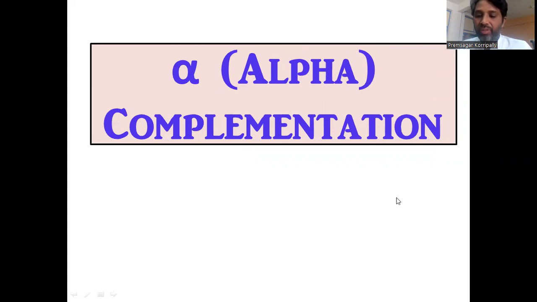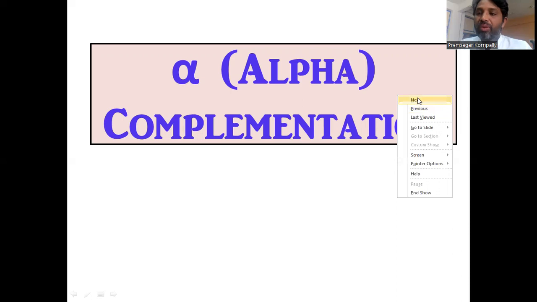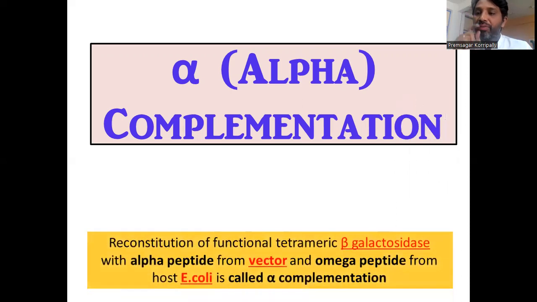Alpha complementation is the reconstitution of functional tetrameric beta galactosidase with alpha peptide from the vector and omega peptide from the host E. coli.